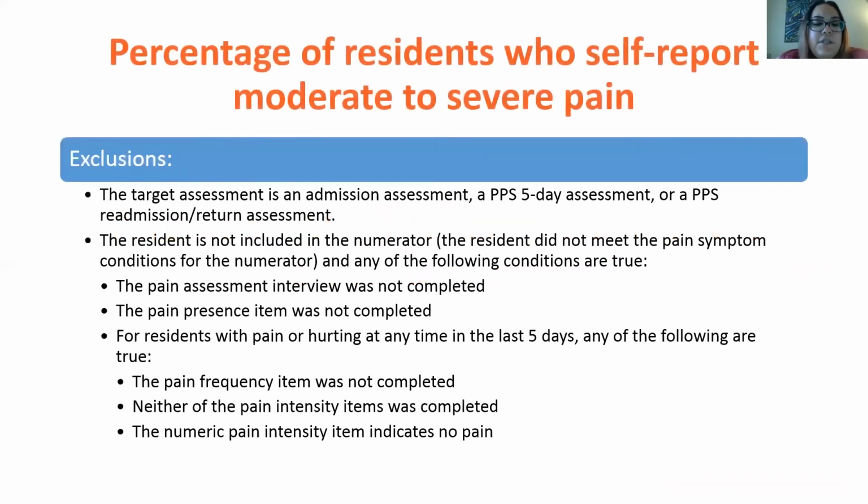The exclusions are kind of similar. Again, it goes back to if that information is not complete, which is indicated by a dash on the MDS, or if the numeric pain intensity item indicates no pain.